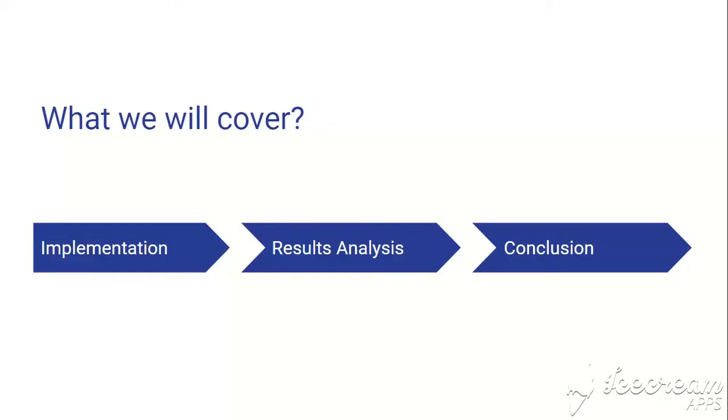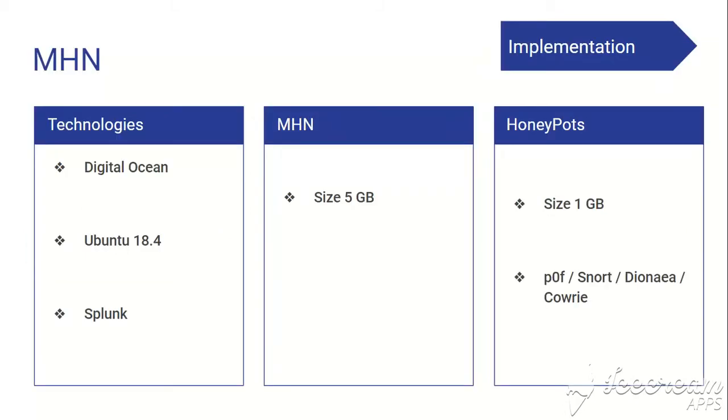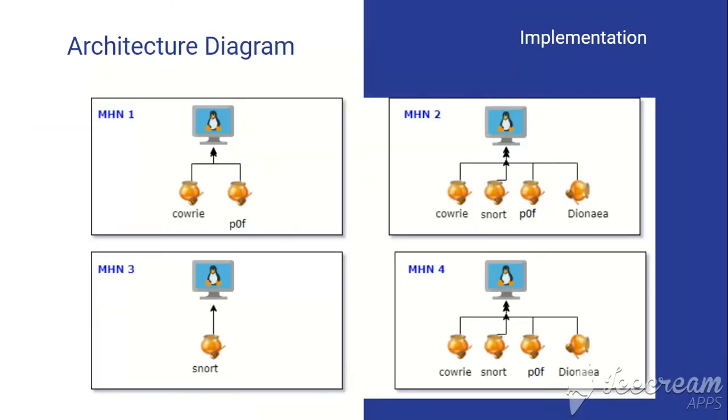Basically, I'm going to talk about how I implemented the Honey Network, and also about the analysis and what you can learn from it. The technology is DigitalOcean, which we're going to use to build all the servers and the honeypots. We're going to use Ubuntu 18.04, and also Splunk to analyze. The server itself is going to have 5 GB, and the honeypot is going to have 1 GB.